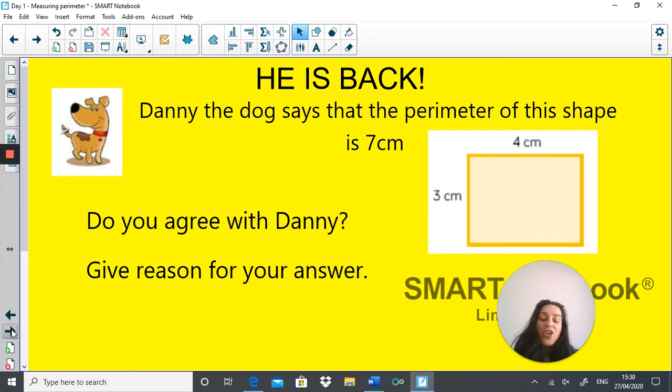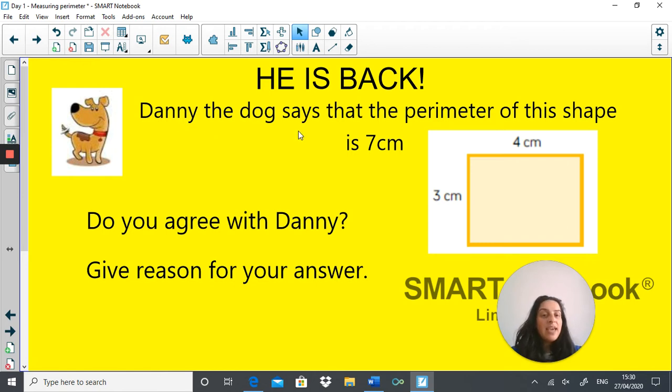And you will be, I know, super pleased to know that he is back. Danny Dog is back in our lessons to ask us all those questions, which he sometimes gets right, sometimes he gets them wrong, and it's your job to put him on the right path. Okay, so he is back. Here he is. He has been away for a few weeks. I know that you've missed him.